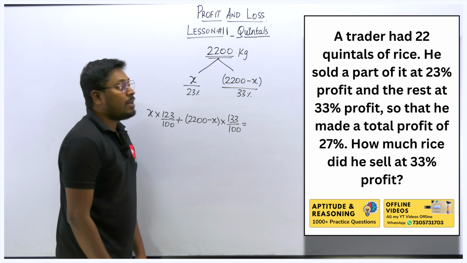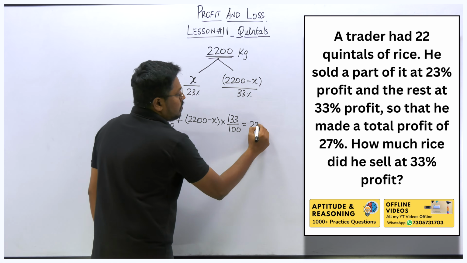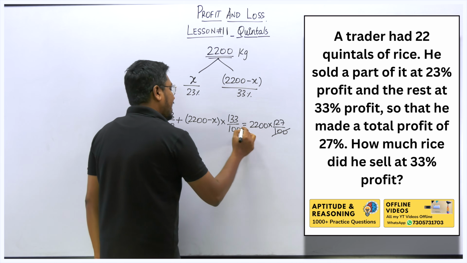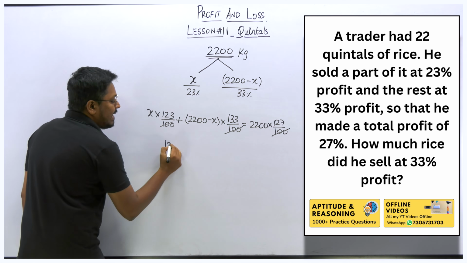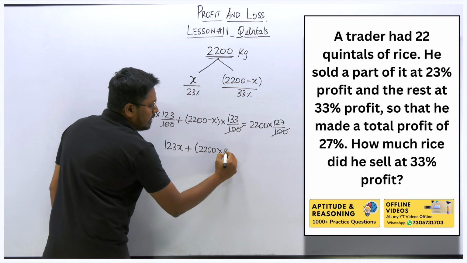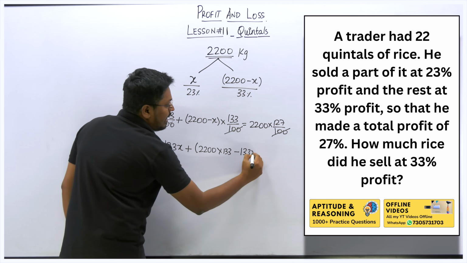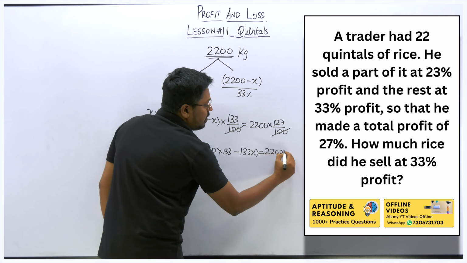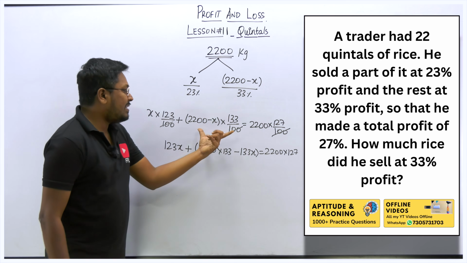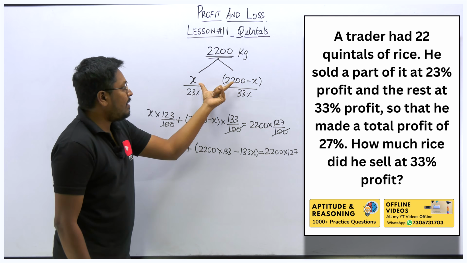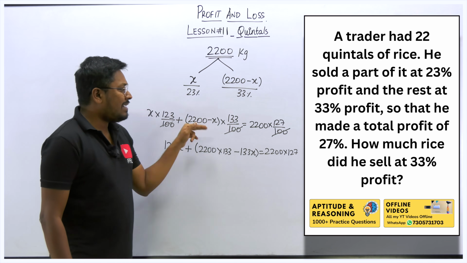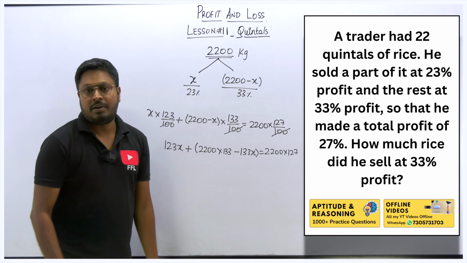Overall he got a profit of 27%, so that equals 2200 into 127 divided by 100. Next step, we can cancel all the hundreds here. So 123x plus 2200 into 133 minus 133x is equal to 2200 into 127. If you keep practicing more questions, this step is also not required. After writing this, you can directly write the next step, because we know we are going to cancel 100. You don't have to write this step again and again after practicing a lot of questions.